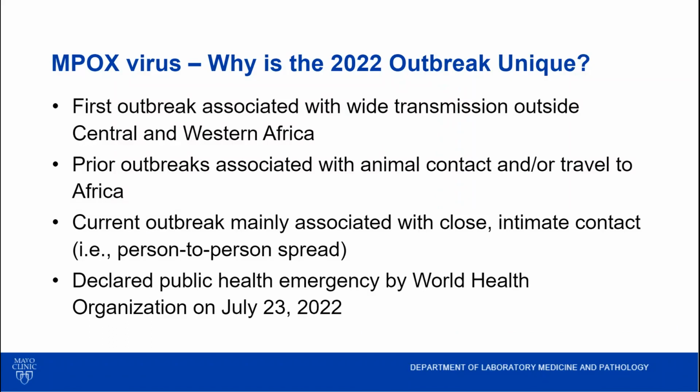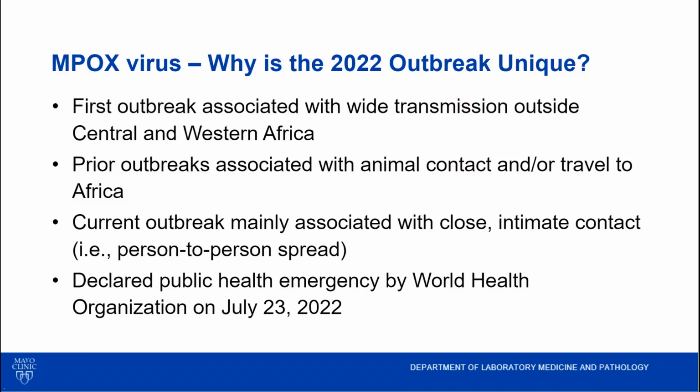So I've been asked many times over the last few months, why are we seeing an MPOX virus outbreak in 2022 to this scale? This is really the first time that we've seen an outbreak of MPOX virus with wide transmission outside of Central and Western Africa in many nations around the world. In the past, all of the prior outbreaks have been associated with contact with an animal from Africa or travel to the continent of Africa, and that is not something that is associated with the current outbreak.